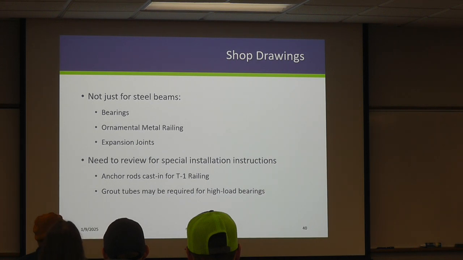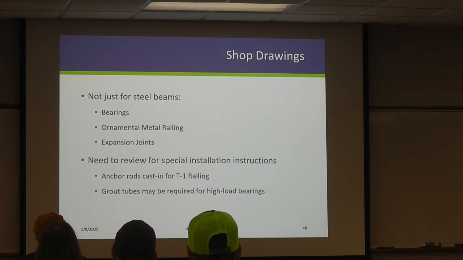Grout tubes, so if you're using high load bearings, those also we can't drill in our anchorage after the fact. We're going to cast those in. And to provide flexibility, we put grout tubes in and fill those. Once we stuff the anchor rod in there, we fill those tubes back up with grout. It's going to be really important to refer to your shop drawings so that those grout tubes get placed in the right location when they cast your substructure.